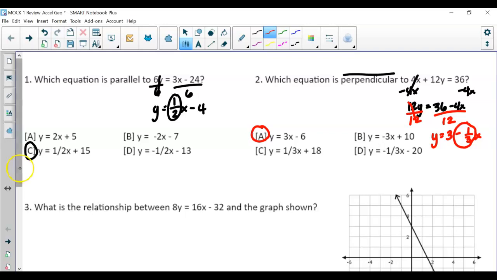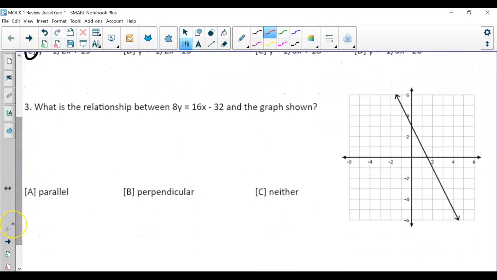So now in number 3, again, looking for that relationship. So first solve for y and then divide by 8. So y is equal to, that is 2x minus 4. So right now we have a slope of positive 2 here.